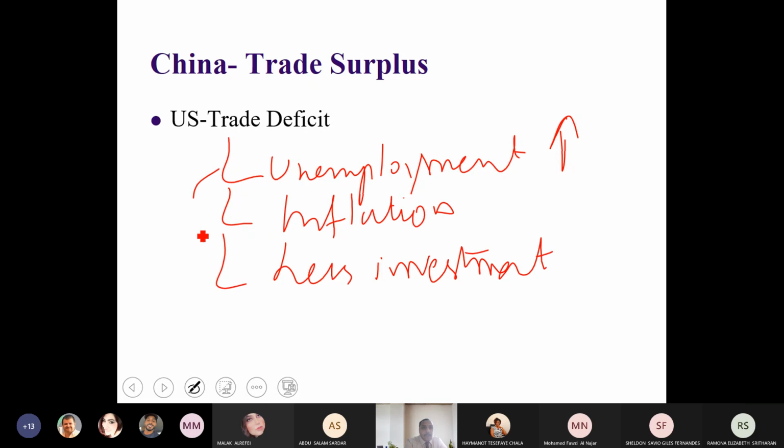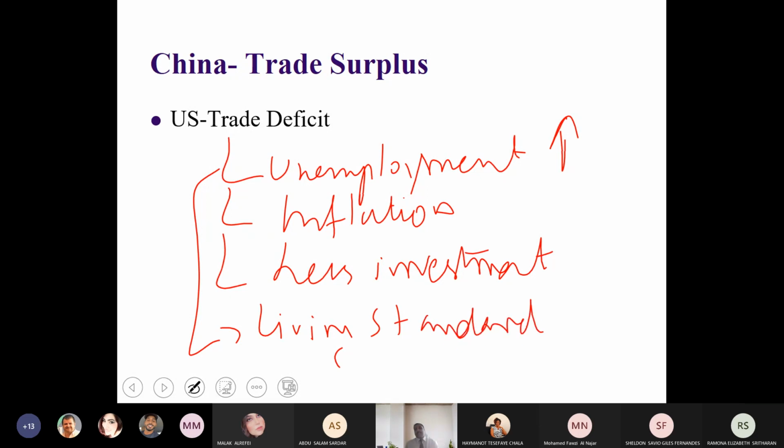And because of unemployment, what happened? The living style of the people was going down. The living standard was going down. Right? That is why the US was concerned. They said, we are having a trade deficit with you. We want to overcome this deficit. You are having a trade surplus.